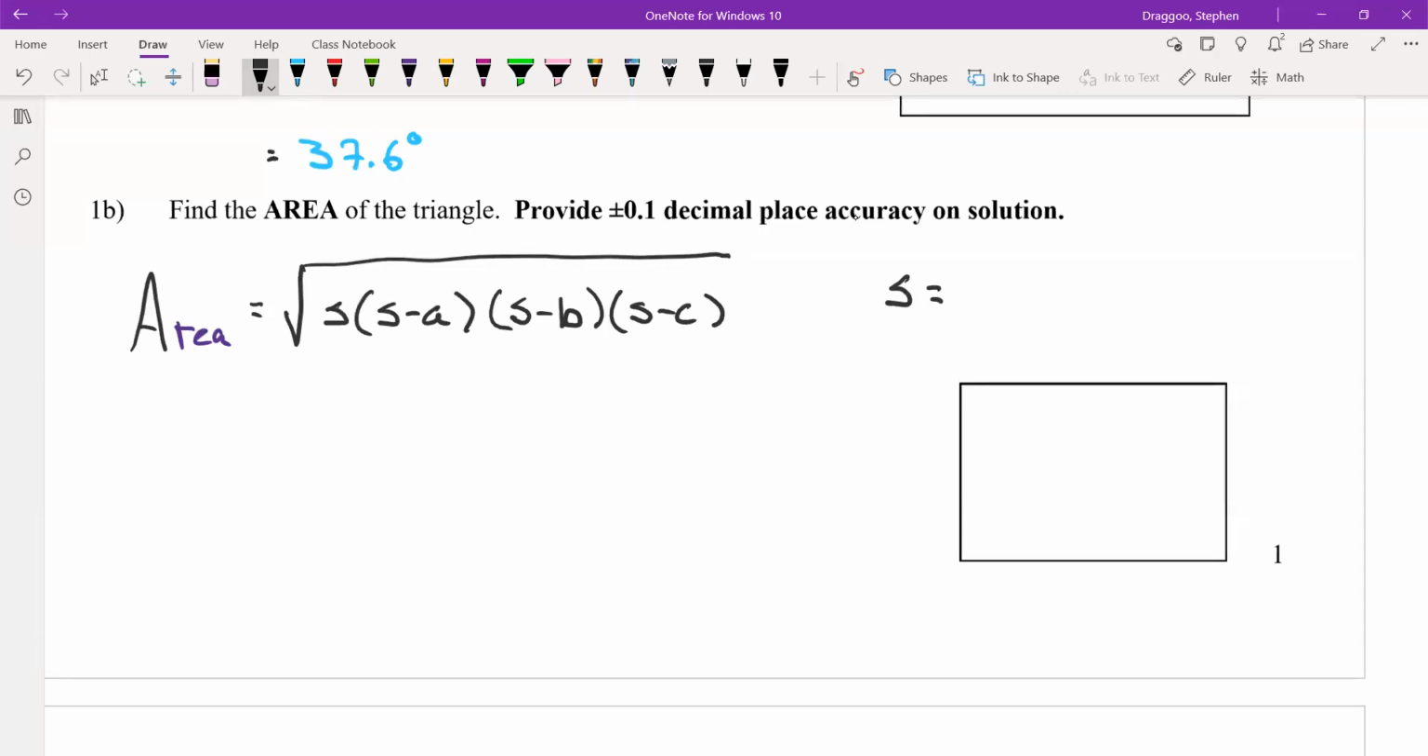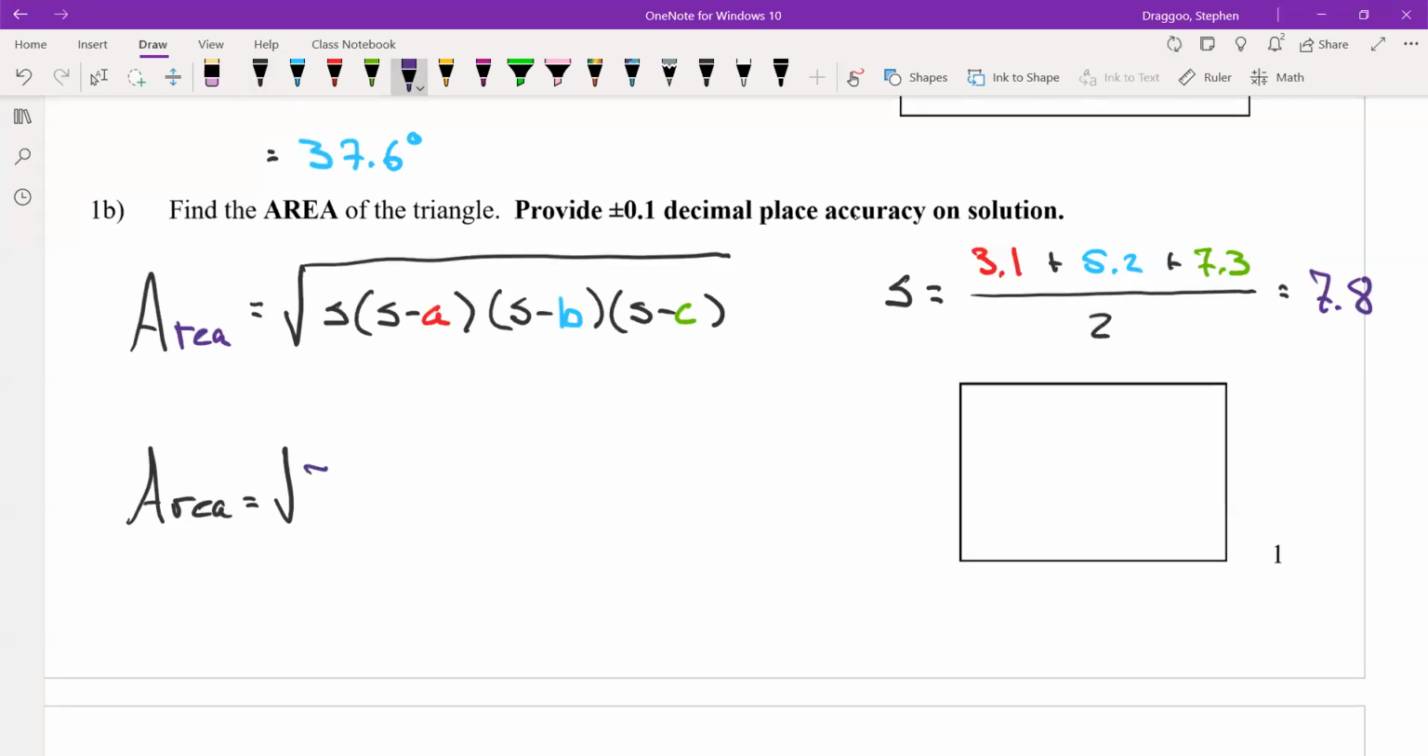S should be 3.1 plus 5.2 plus 7.3 all over 2. That was A, that was B, and that was C. We should find that the semi-perimeter is 7.8. So I just have to plug that stuff into the formula.